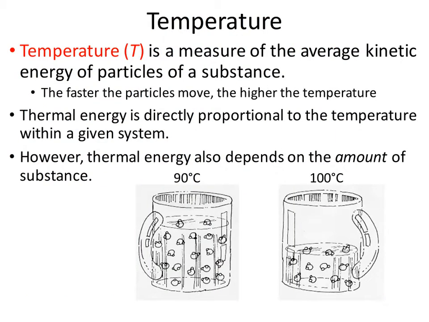Okay, so finally we get to temperature. We looked at thermal energy, we looked at heat, and temperature is next. Temperature is the measure of the average kinetic energy of the particles of the substance. Thermal is the total, temperature is the average. So the faster these particles move, the higher the temperature, which means that thermal energy, the measure of the total kinetic energy within a substance, is directly proportional to the temperature within a given system. However, there is another thing that we have to take into account: the amount of the substance.